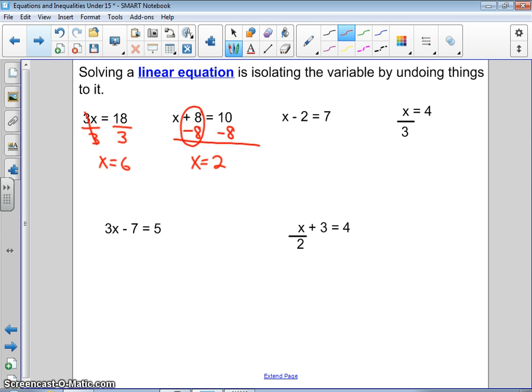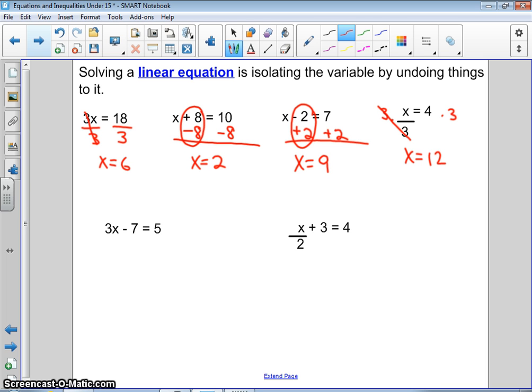In our third equation over here, it's x minus 2. We're going to undo that by adding a 2 to both sides. That's going to cancel this part out, and we're going to get x is equal to 9. And finally, we've got an example of division, x divided by 3. Well, the opposite of dividing by 3 is to multiply by 3. We'll undo it. Those 3's will cancel out. And so our final answer is x is equal to 12.